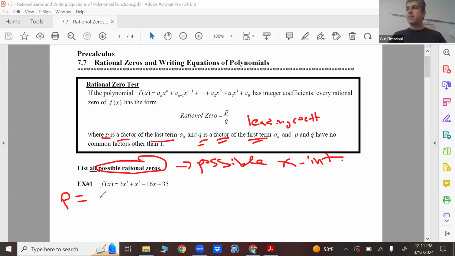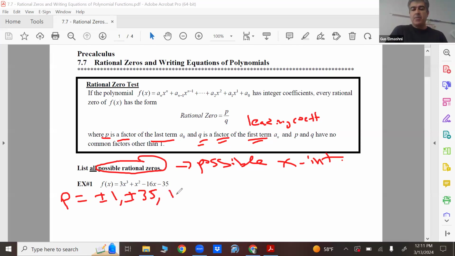So P is simply all the factors of negative 35. What are the factors of negative 35? You can start with 1 itself. And by the way, we have to put plus or minus, because numbers can be divided by 1 or negative 1, or by themselves or the negative of themselves. So those are possible factors of negative 35. Are there more? 7, 5, and that's it. We exhausted it all.